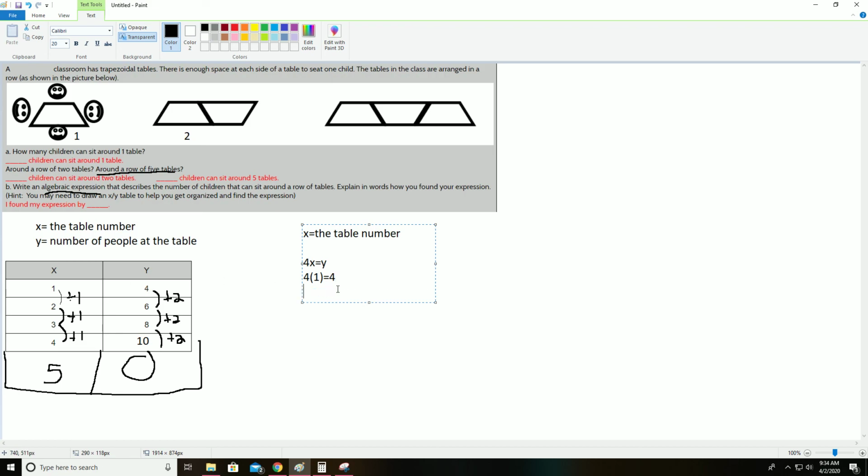Let's try another one. So 4x, but this time we're going to use 2 as your number substituted in for your variable. So 4 times 2 equals 8. We ran into that problem I was telling you earlier. So that's where we're getting stuck. So your expression can't just be 4x. It can't just be 4x. So let's go back to the beginning.